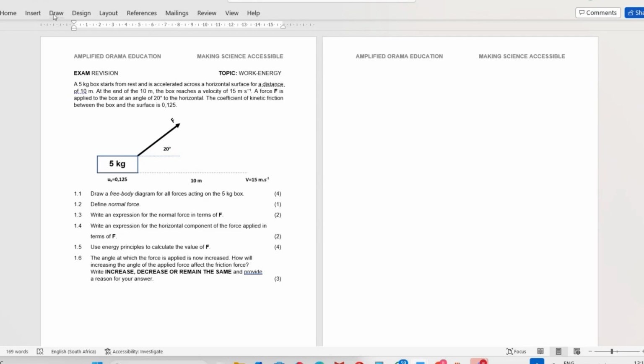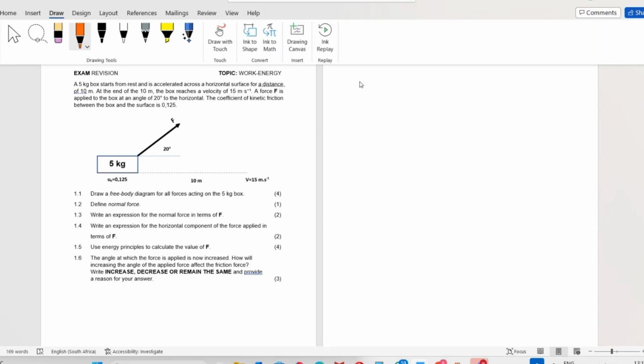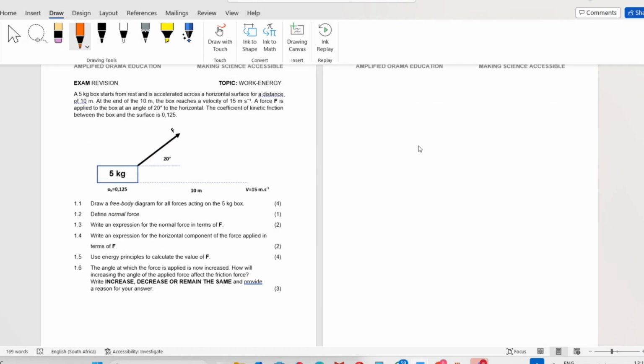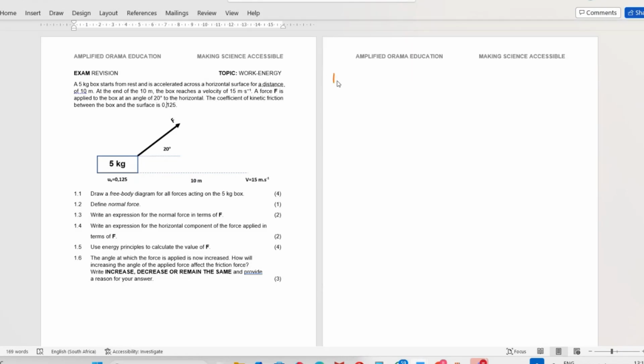And so 1.1, let me just pull this down a bit. Okay, I think this should work. All right, so 1.1, remember it's a free body diagram, and so the body of the object is represented using a dot, and there is definitely a normal force and a force that is applied at an angle. There's definitely friction, kinetic friction, and there is Fg, the gravitational force.